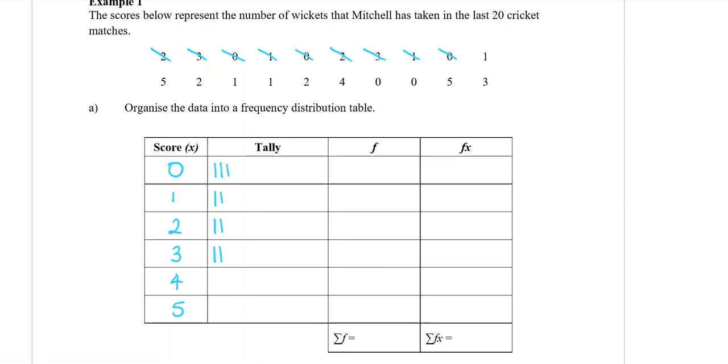0, 1, 5, 2, 1. When you get to the 5th tally mark, so when I cross off this second one, the 5th tally mark crosses over to group it into a bunch of 5. Back to 2, 4, 0, another 0, which is the 5th one to cross over, 5, and 3.